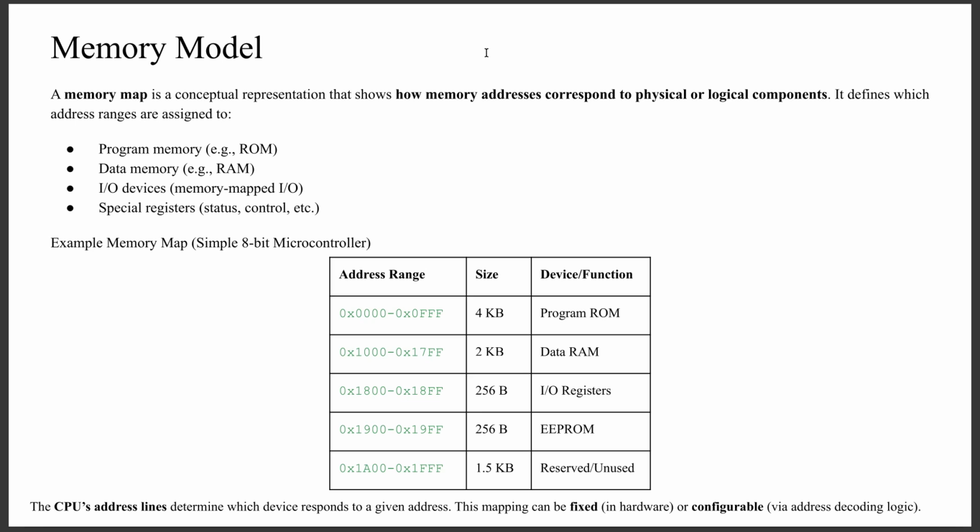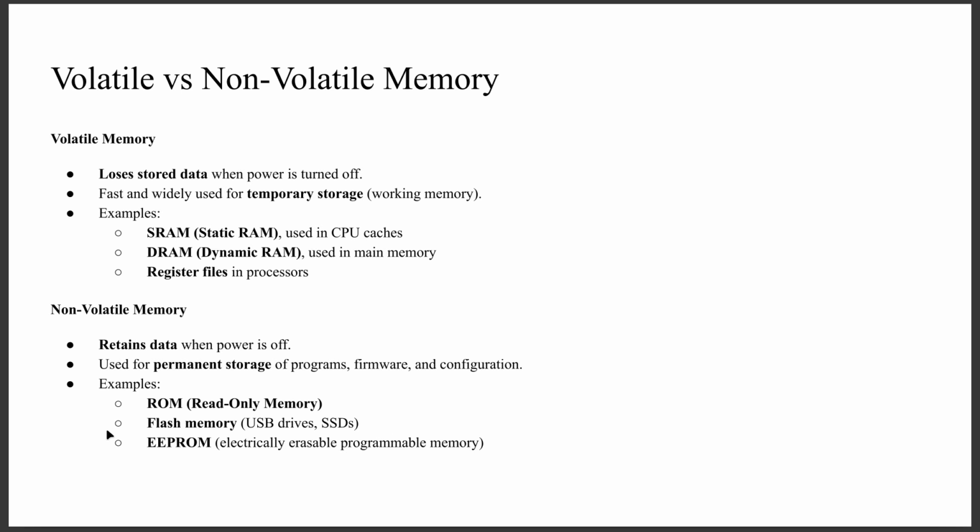For example, you can see this example memory map. So in this area, you might see some program ROM. In this area, you might see some data RAM. Here are some I/O registers, and here might be some EEPROM, and then finally some reserved or unused areas. The CPU's address lines determine which device responds to a given address. This mapping can be fixed or configurable.